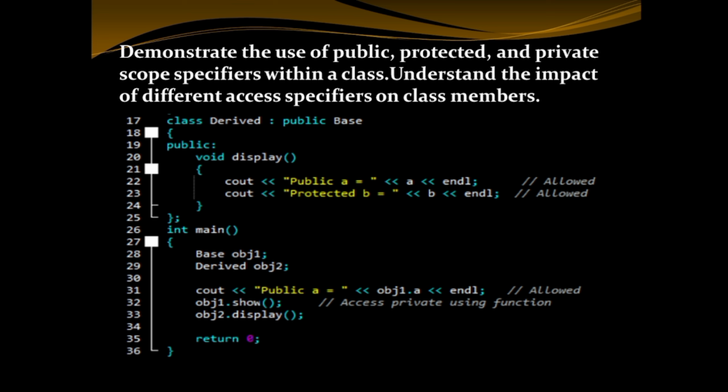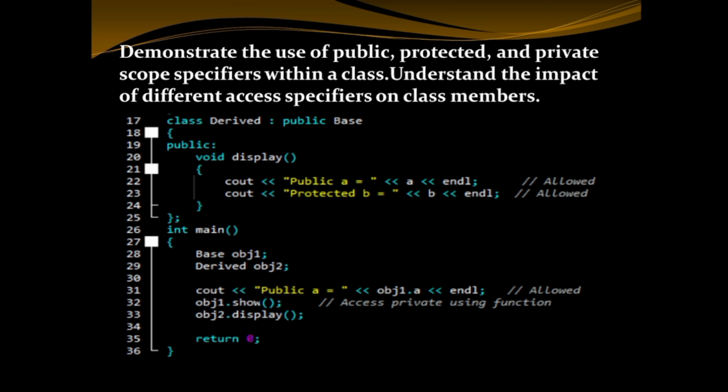Int main: Base obj1; Derived obj2. obj1 is an object of the Base class. obj2 is an object of the Derived class. There we can access the public member. cout << "public a = " << obj1.a << endl, which I can access outside the class, which is allowed because it is public. obj1.show(), obj2.display(), return 0.